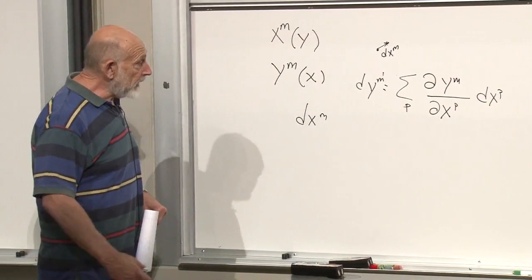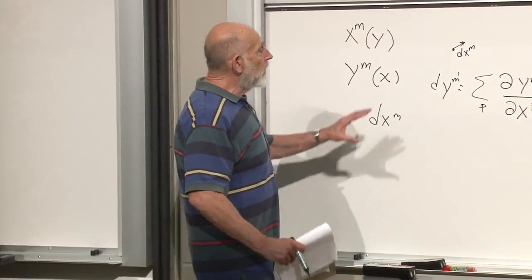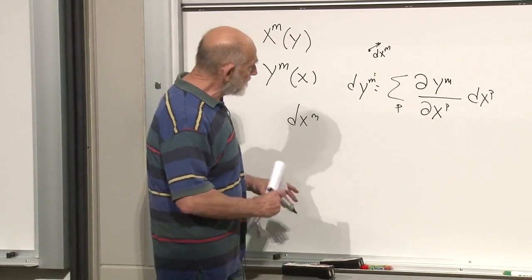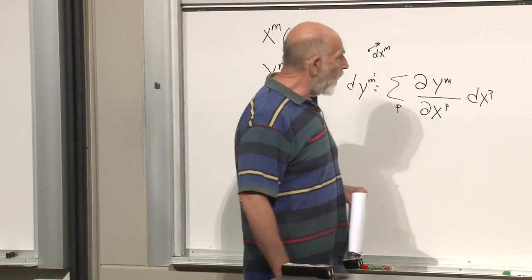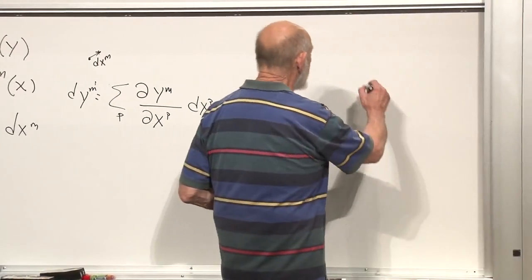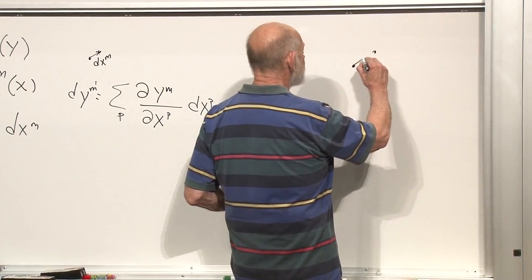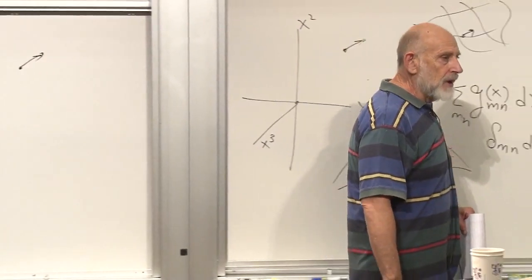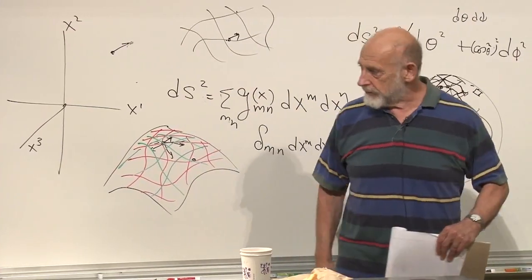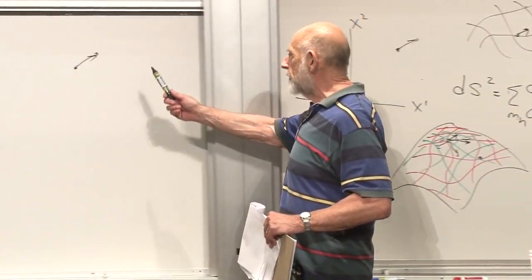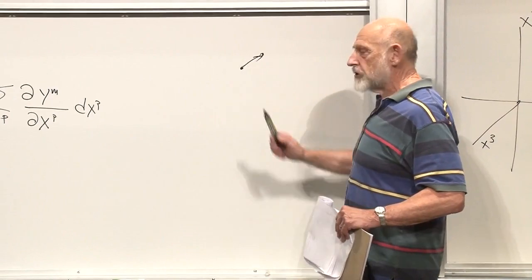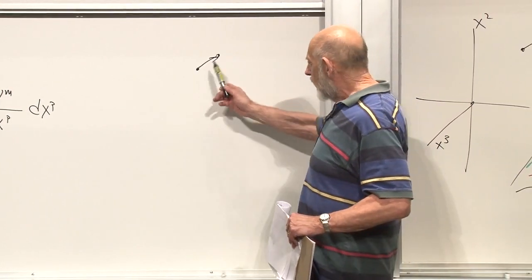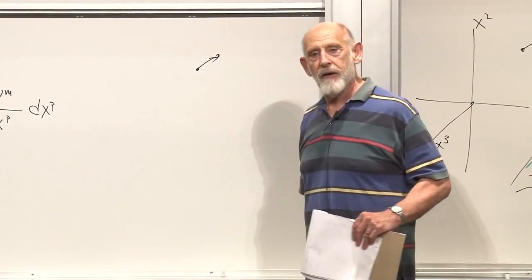Now, right here we have the first example of the transformation of a tensor. dx and dy, what do they represent? They represent a little vector, an infinitesimal vector, a vector going from one point to a neighboring point, located at some point in the space. A vector.